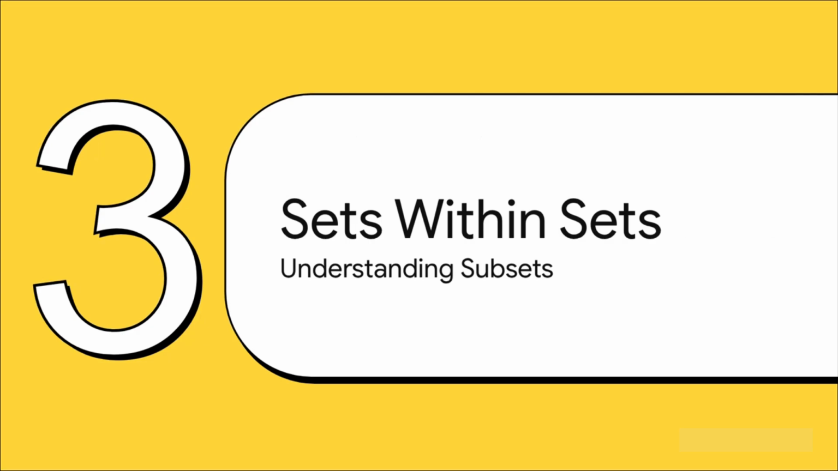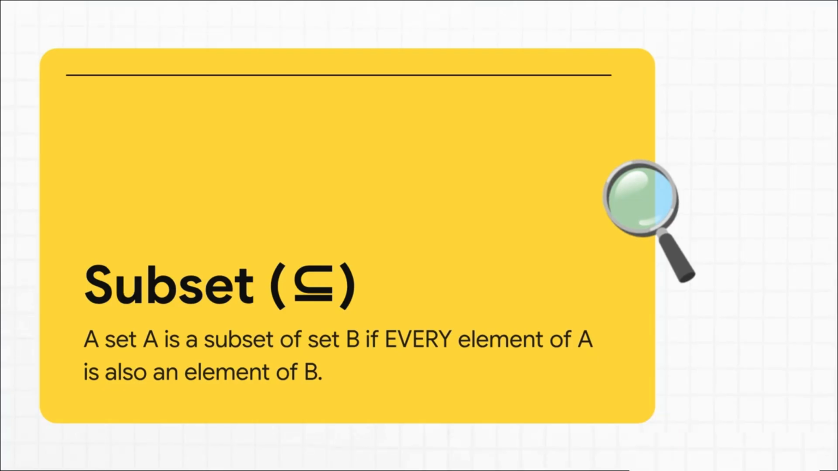Okay, you've got sets down. Let's level up. What happens when you have sets that kind of live inside of other bigger sets? This is where the whole idea of subsets comes into play, and it's all about relationships. So here's the one rule you have to remember for subsets. A set, let's call it A, is a subset of another set B if, and this is the most important part, every single element from A is also found inside of B. Not some of them, not most of them, all of them, every single one.